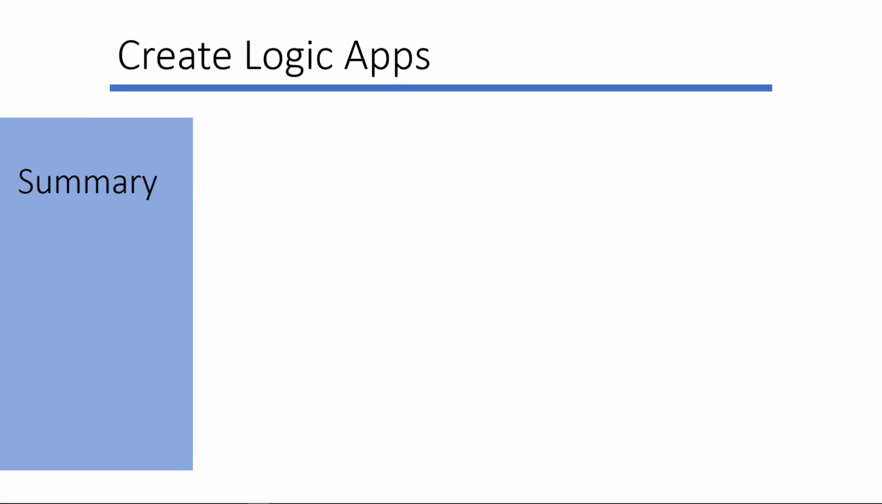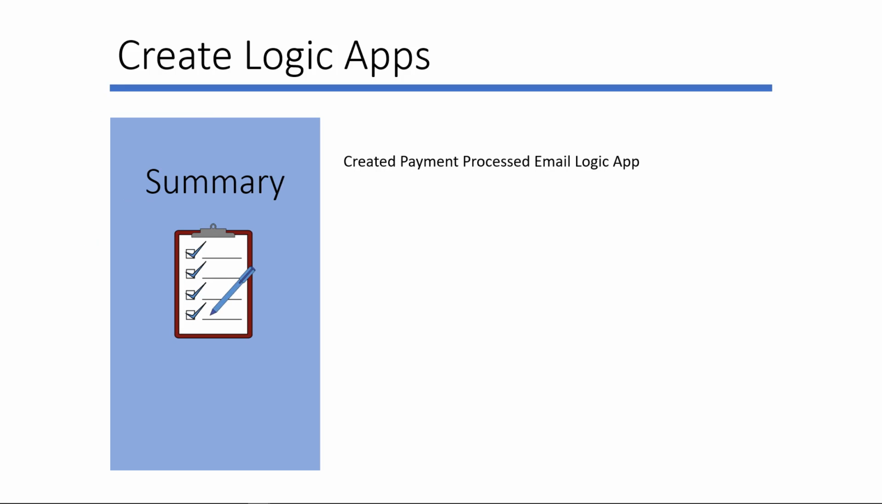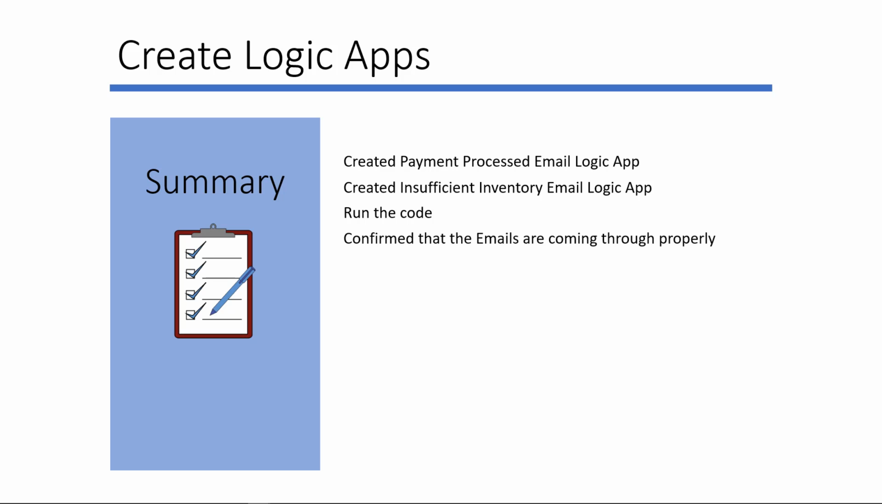So let's summarize what we achieved in this section. We created the pay and process the email logic app. We created the insufficient inventory email logic app. We ran the code from within Visual Studio, pointing to the functions and services and logic apps on the Azure Portal. And we confirmed that the emails are coming through properly. In the next section, we'll introduce the async request response pattern.